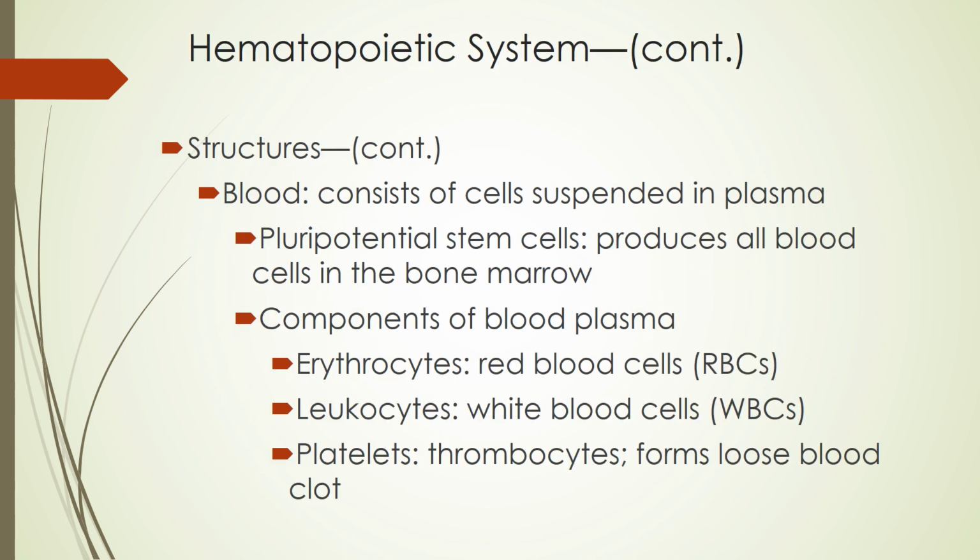Blood consists of cells suspended in plasma. The pluripotent stem cells produce all blood cells in the bone marrow. The components of blood are erythrocytes, red blood cells, RBCs; leukocytes, white blood cells, WBCs; and platelets, thrombocytes, which form loose clots. Erythrocytes are flexible, anuclear, biconcave discs. Leukocytes are the white blood cells, which perform many functions, and we will talk about them soon.